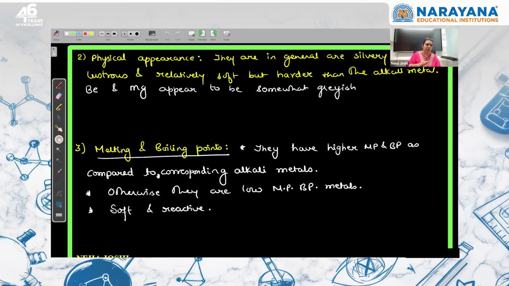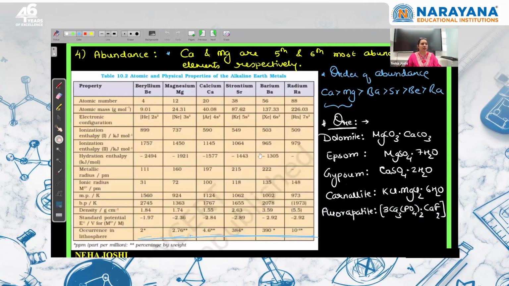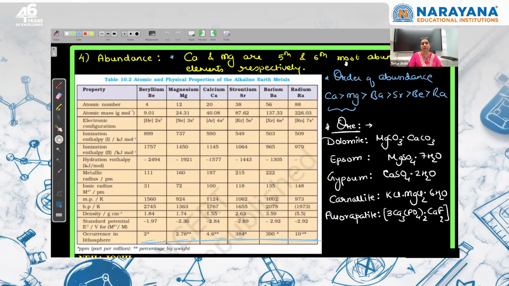As compared to first group, they have higher MP and BP, melting point, boiling point, but still quite low. If we compare them in an abstract comparison, so low. But as compared to first group, high. Again, abundance: calcium and magnesium are very abundant, fifth and sixth most abundant elements on earth. Order of abundance I have written, few O's I have added.